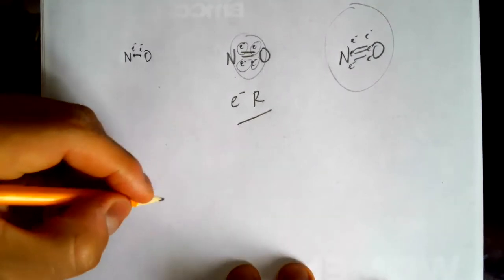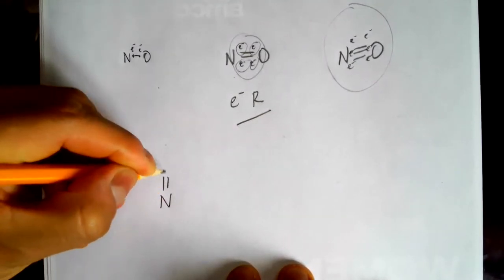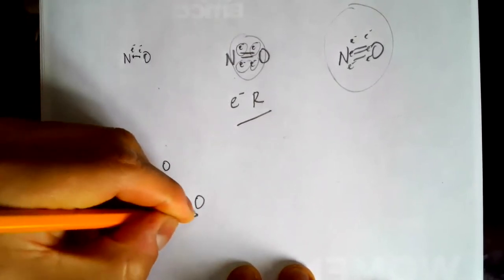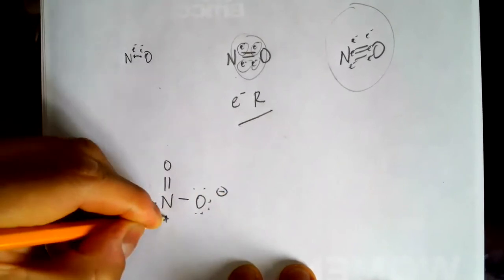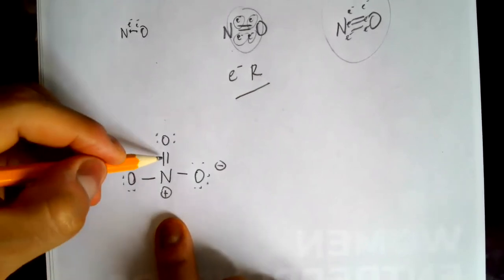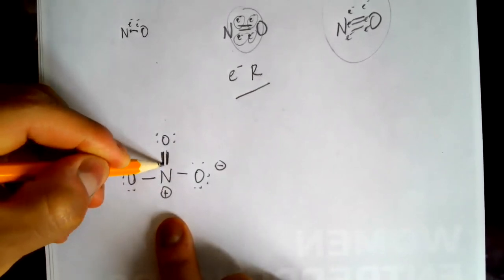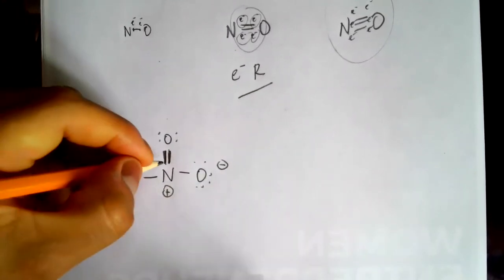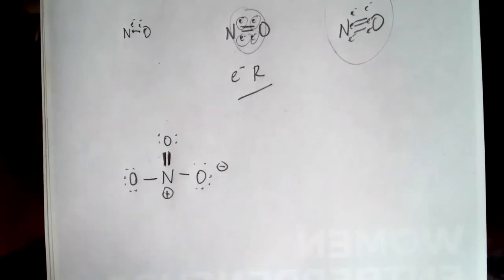For example, if you do the Lewis structure of the nitrate ion, this is the Lewis structure of nitrate ion. You can see clearly that here you have a double bond, right? The double bond is not good for any compound because it generates electron repulsion. So the molecule is going to do whatever it can to move that double bond around. So how do you do that?